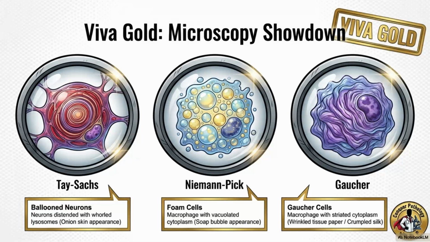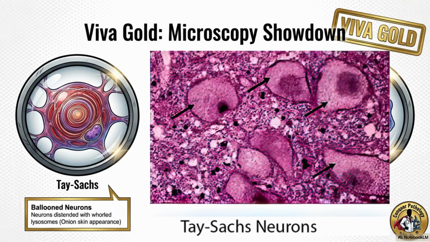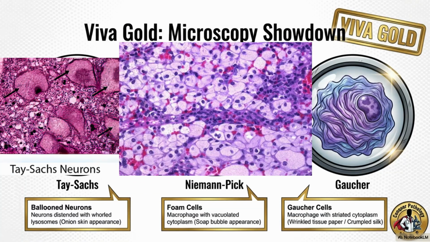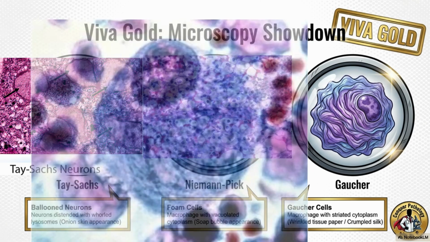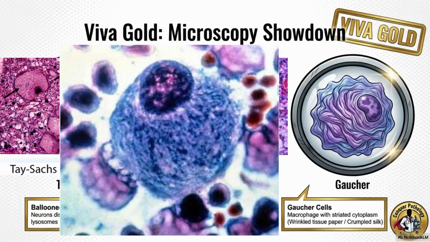For your viva, they will ask you to describe the cells. Here's the showdown. Tay-Sachs, balloon neurons. They are distended with lysosomes. Think onion skin. Niemann-Pick, foam cells. These have vacuolated cytoplasm. Think soap bubbles. Gaucher, you see Gaucher cells. These have a striated cytoplasm. Think wrinkled tissue paper.